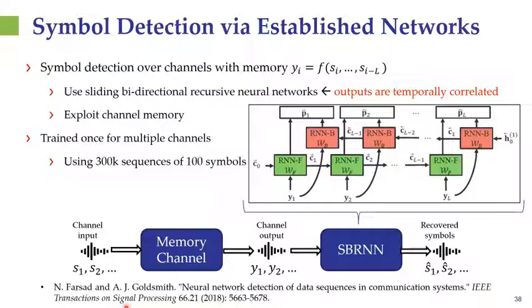In their work, they trained it over multiple channels, only once, but they did use on the order of 30 million training samples in order to train this highly parameterized neural network. And what they were able to show is that for some scenarios, the resulting receiver comes quite close to the performance of the maximum likelihood sequence detector.